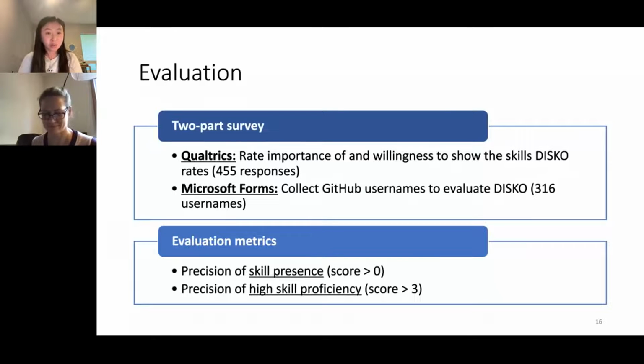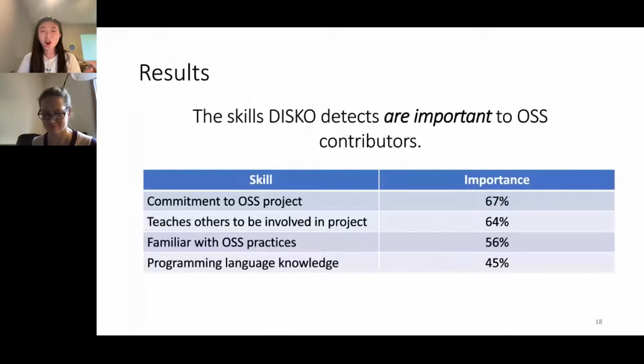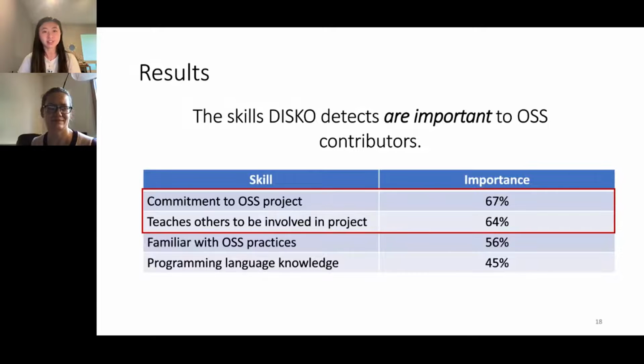In terms of evaluating Disco, what we looked at were the precision of the presence of having a skill, as well as the precision of having a high proficiency in a particular skill. So let's take a quick look at results. Overall, we find that the skills that Disco surfaces are generally important to OSS contributors, where soft skills definitely take the highest importance.